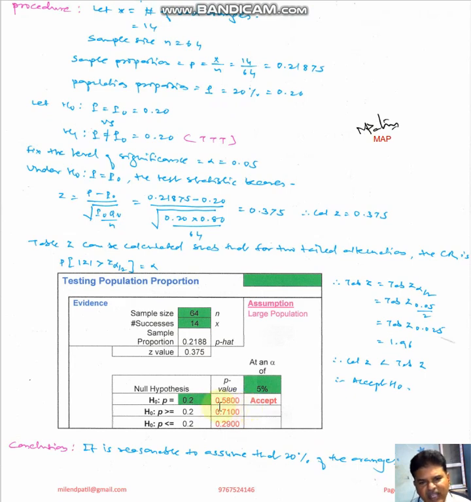So in this case, we can solve the examples or test the hypothesis whenever there is a single sample and the proportion is what we are interested in.